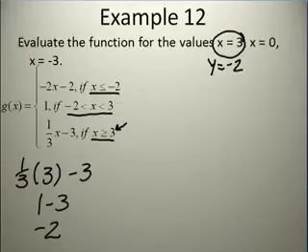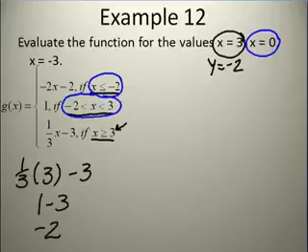I also want to evaluate when x equals 0. So again, I need to figure out which one of these is true. Is 0 less than or equal to -2? No. Is 0 between -2 and 3? Yes, it is. Is 0 greater than or equal to 3? No. So I'm going to use my second function. And since this is a horizontal line, I don't even have to do any math. I know that when x is 0, my function will be 1.